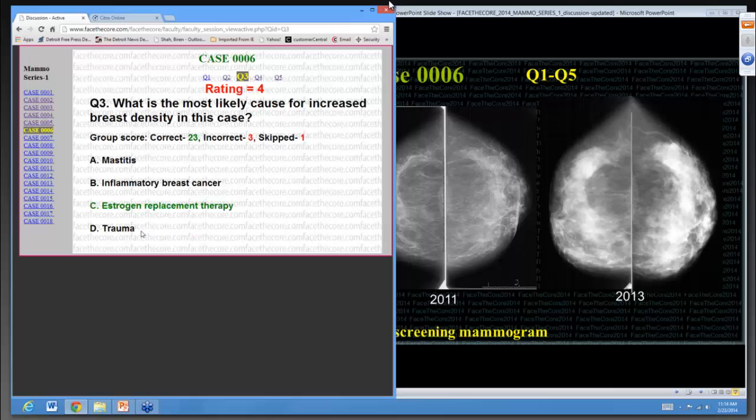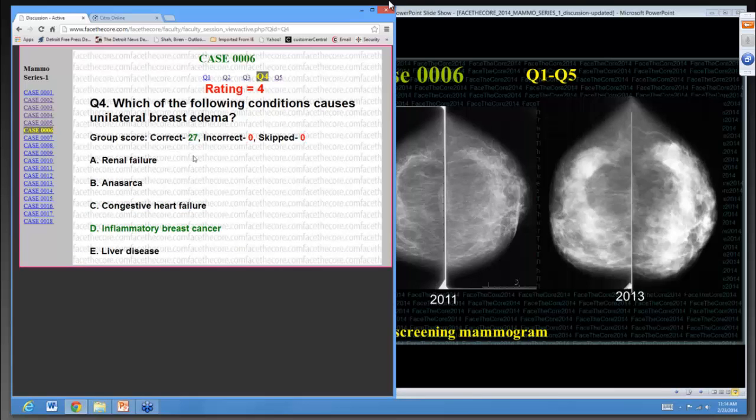Also trauma, you can have increased skin thickening as well. Which of the following conditions causes unilateral breast edema? And of the answer choices given, inflammatory breast cancer, and you all got that right, which is good.